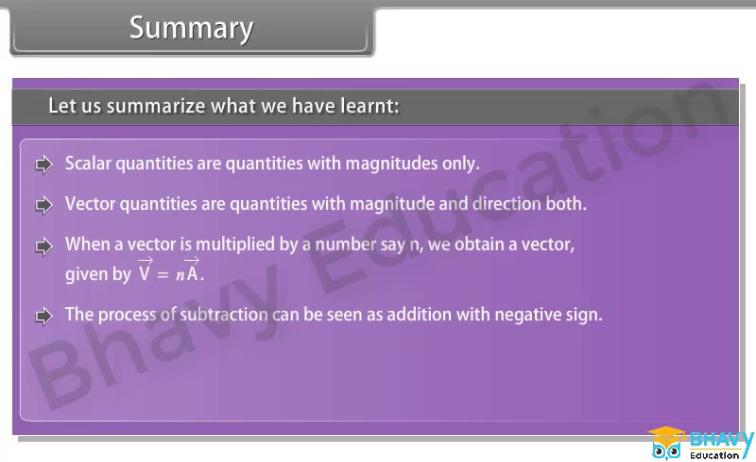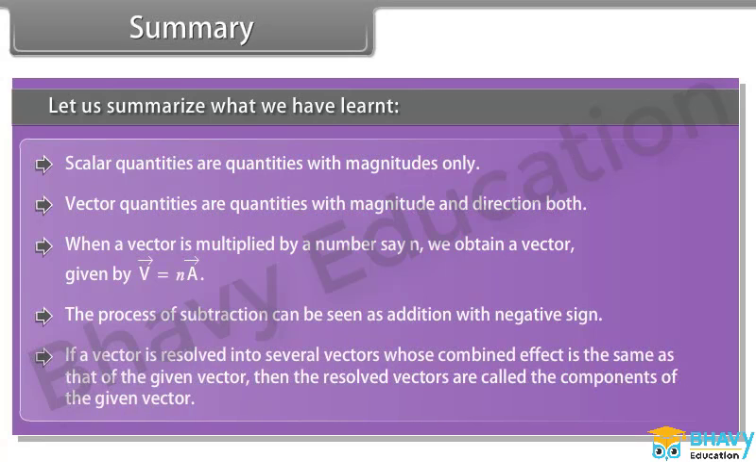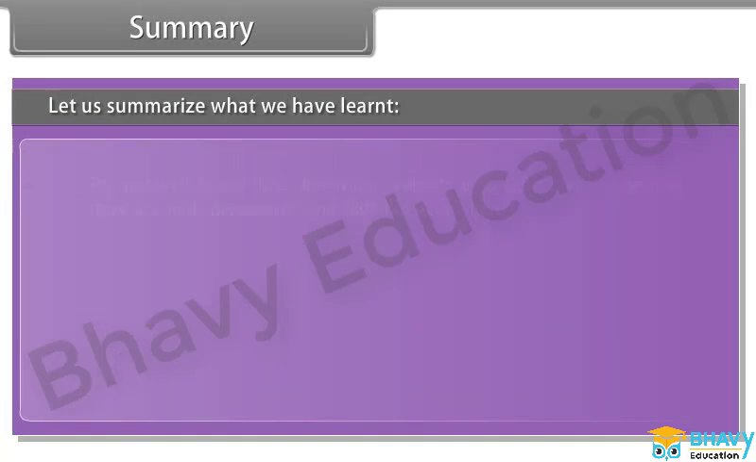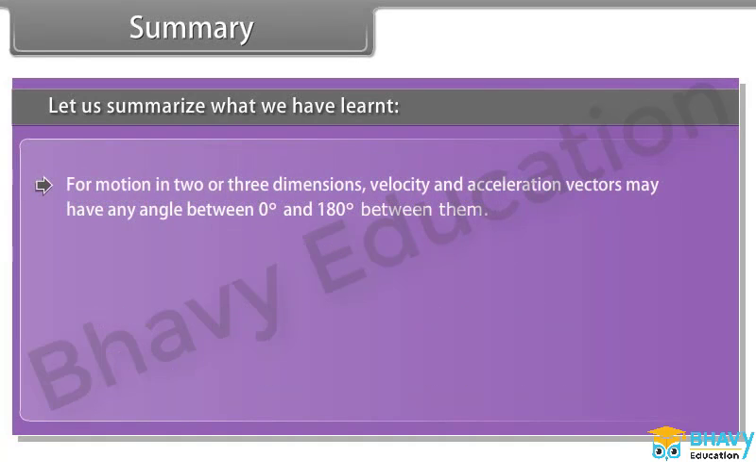The process of subtraction can be seen as addition with negative sign. If a vector is resolved into several vectors whose combined effect is same as that of the given vector, then the resolved vectors are called the components of the given vector. For motion in 2 or 3 dimensions, velocity and acceleration vectors may have angle between 0 degree and 180 degree between them.